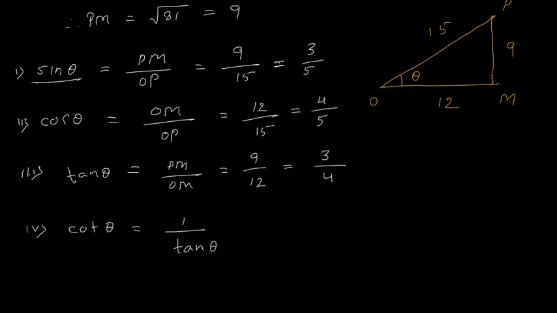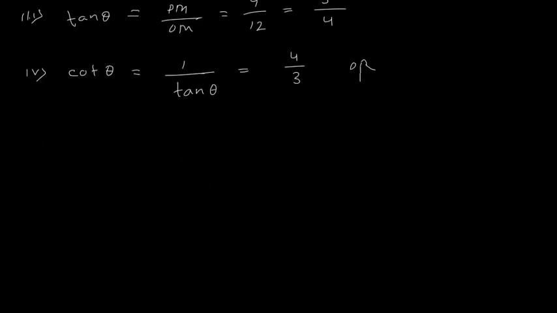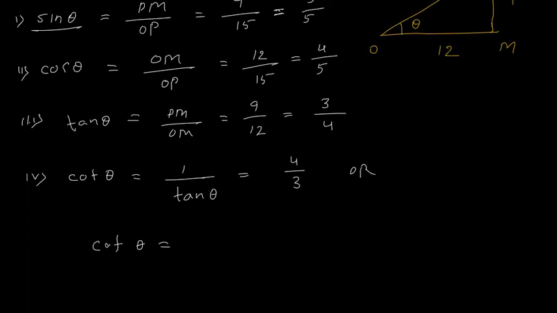So cot theta is 1 upon tan theta. Now tan theta we got 3 upon 4. So cot theta will be 4 upon 3. Or you can apply the formula of cot theta. So you can say that cot theta is equal to adjacent upon opposite, that is OM upon PM.